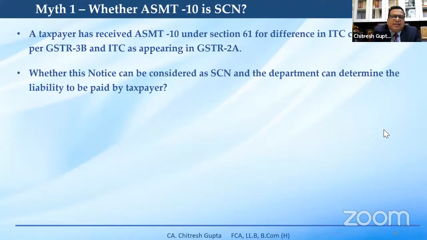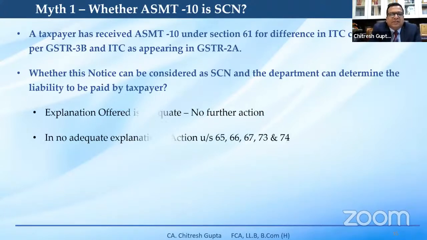and the department can determine the liability to be paid by the taxpayer. No, sir, this is not SCN. This is just an inquiry notice, and the department cannot demand any tax from the taxpayer based on this notice.